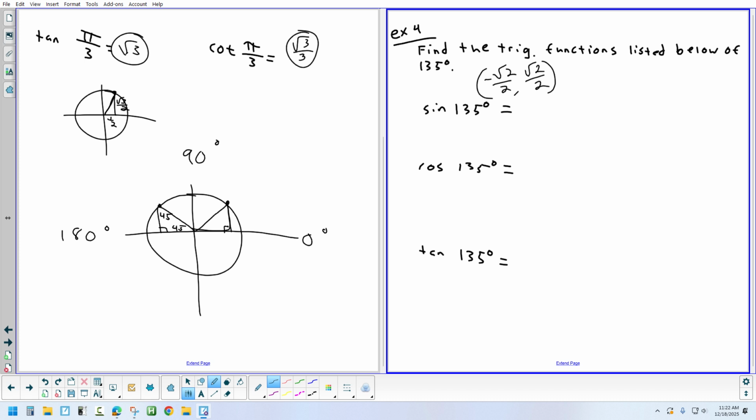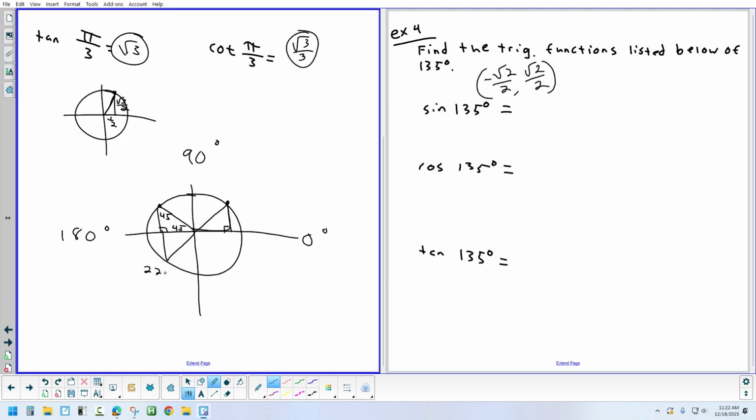So when you're working with a 45-degree angle in the other quadrants, the only difference is the x can be negative, the y can be negative, or both could be negative. But that's all that changes. So you can reflect the 45 down here. That would be 225. And you can reflect it down here. 315. Okay. So what's the sine of 135?